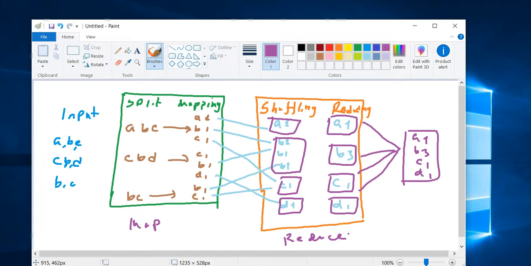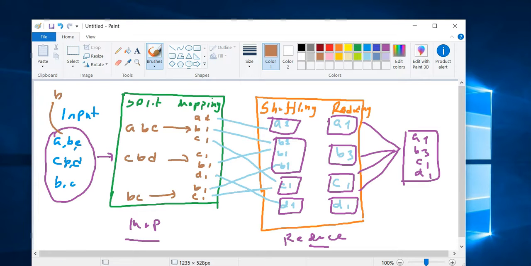So now let's look at this picture. We are going to have an input file, and in the input file you can see over here we have a few words: ABC, CBD, and BC, and you can see that these are separated with commas. The first part of the MapReduce system is called the map, and the second one is the reduce. So the map takes input from the text file. We put the text file into the HDFS system, and the HDFS will break it down.